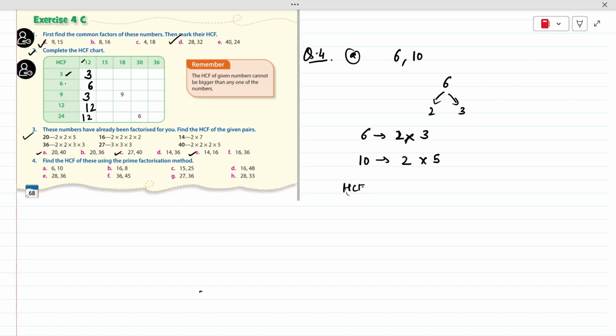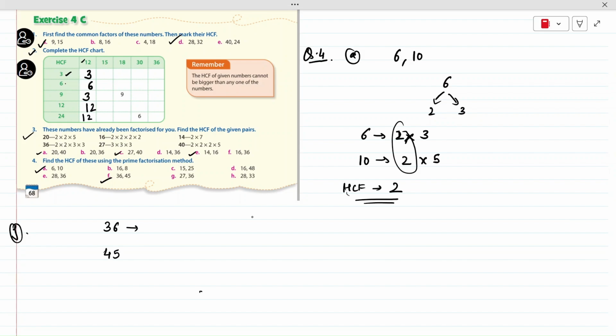Now what we have to do is find the HCF. What is common? Only 2. So 2 is the highest common factor of these two numbers. Now let me do the F part here. 36 and 45.